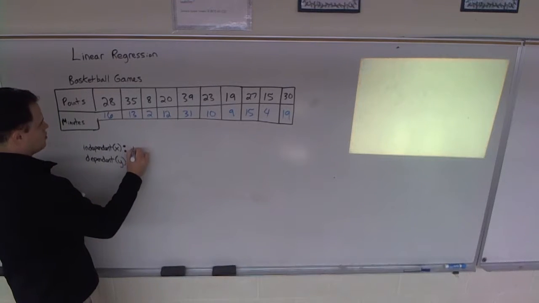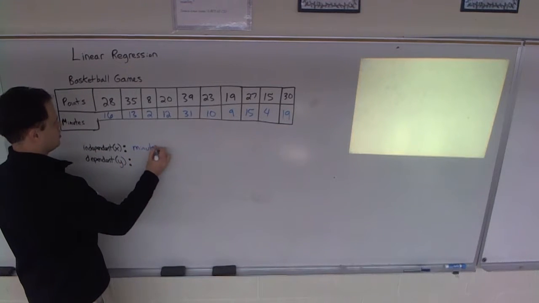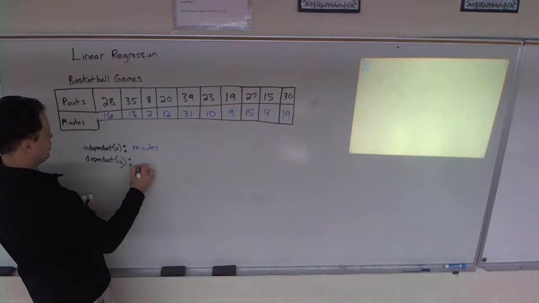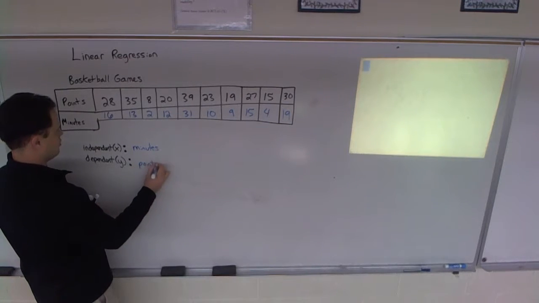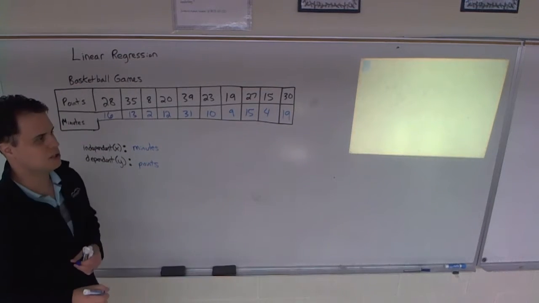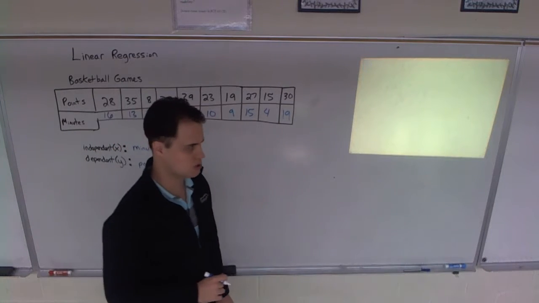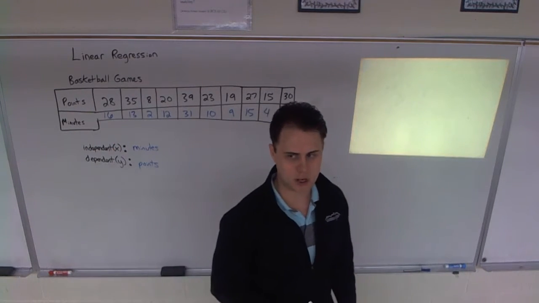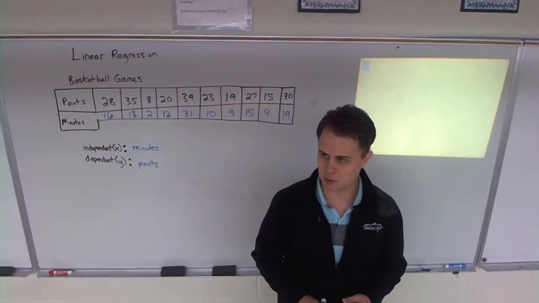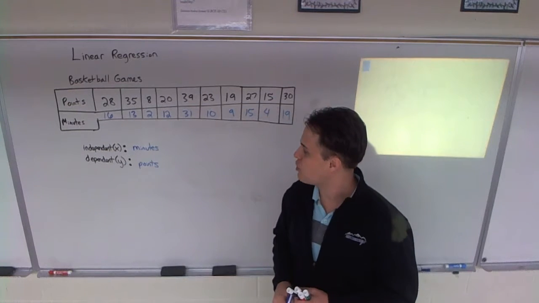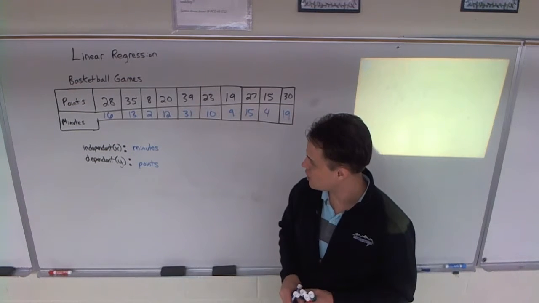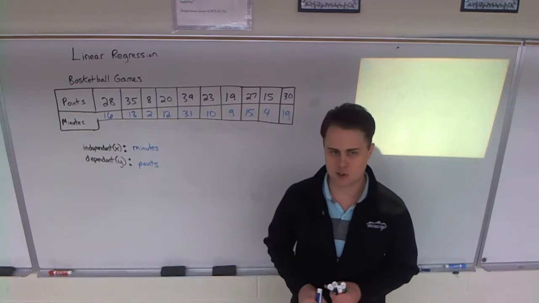So I'm going to say minutes are on the x, points are on the y. So you don't want to always just look at something and be like, oh, the first thing is x, the second thing is y. That's not the way to do things. Okay. So minutes is x, I think that's better, and points is y.